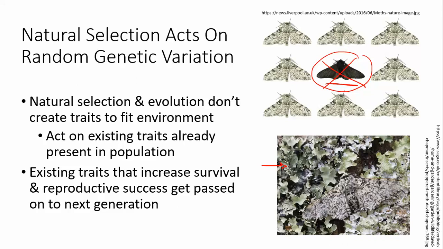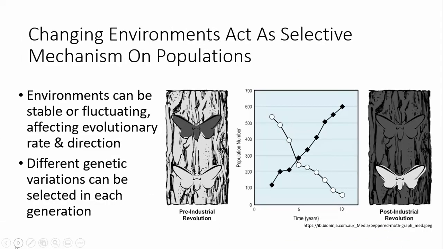They could have gone extinct. Luckily, there was an existing mutation that was beneficial when the environment changed. So it's not purposeful, this development of mutations. And then a changing environment can act as a selective pressure or selective mechanism on a population, which is what we talked about here.